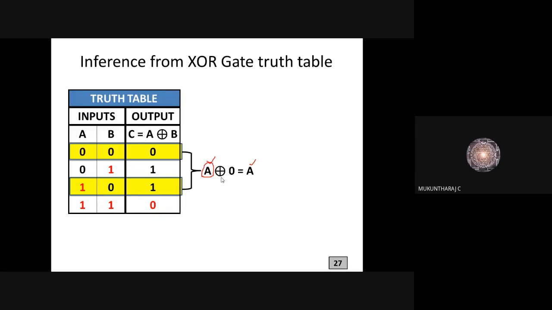This can be observed from this truth table. Here we are taking input A equal to 0, then that 0 is XORed with again 0, input B having 0. So here the output is 0. Here we are assuming A is the variable, then this variable has logic 0.